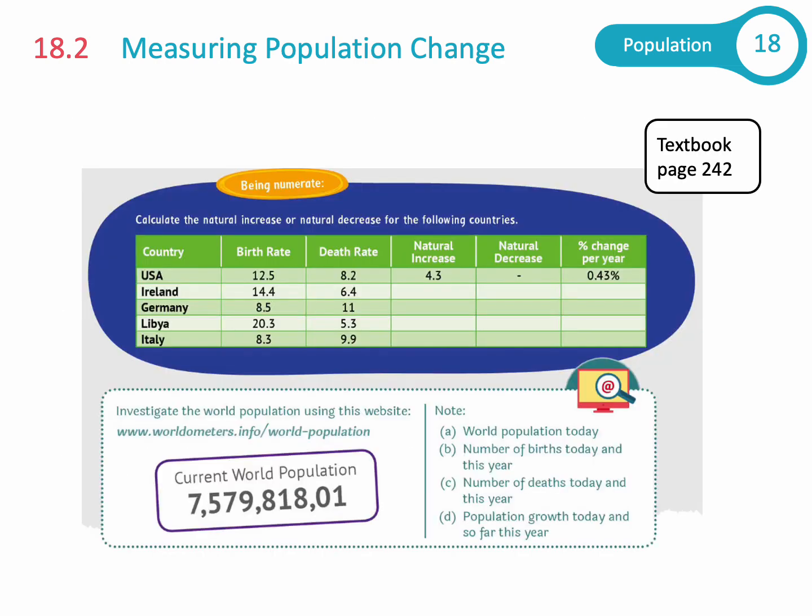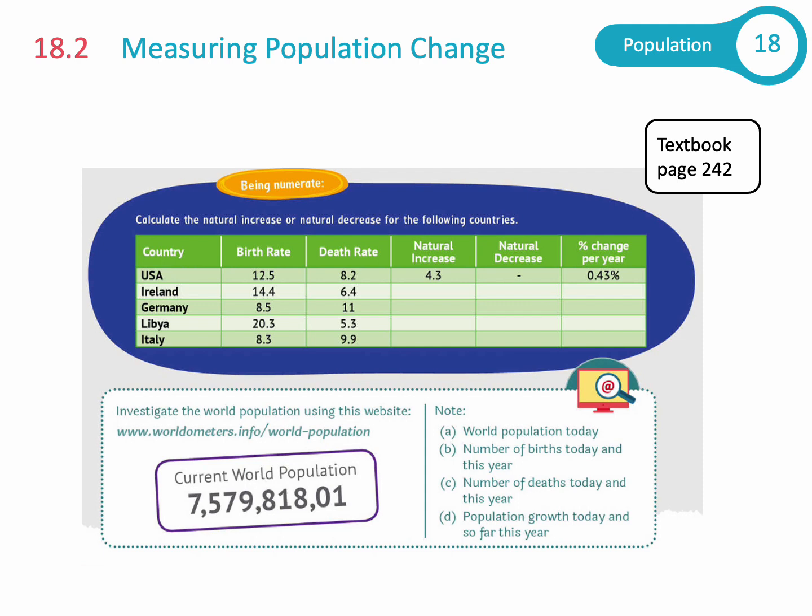So this task here encompasses one of the junior cycle key skills, which is being numerate, and it's also available to students in their textbooks if they'd rather work from that. But students will be given Chromebooks to complete the second activity on that page. But just looking at the first one there, we've got birth rates, death rates, natural increase, natural decrease, and a percentage change per year.